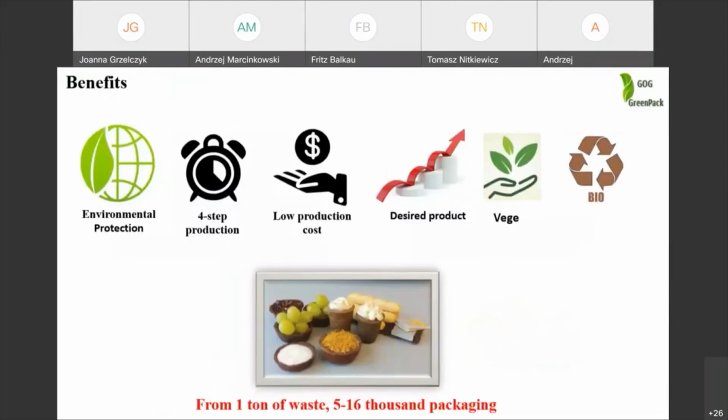The benefits of our products are environmental protection, four-step production, low production cost, a tasty product, and the product is vegan. What is important, from 1 ton of paste, we produce 16,000 packagings. Why 16? Because we have various sizes of packaging.